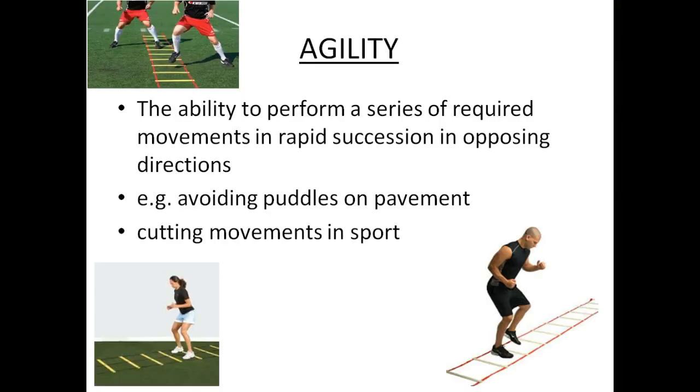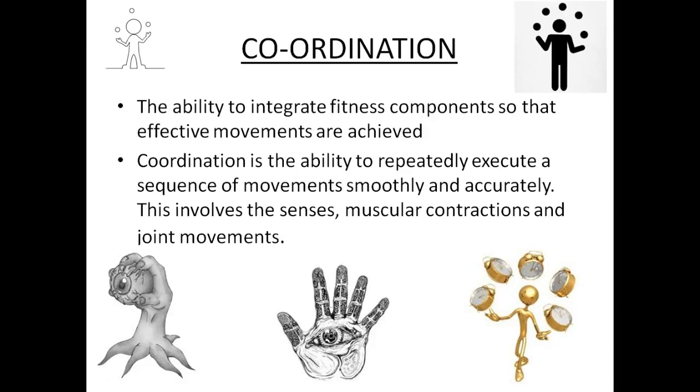Okay, agility. Agility is our ability to make shapes. Okay, and it's our ability to make shapes changing from one shape to another. And that might require you to move in rapid succession or opposite directions. Very common in the competitive sports environment, such as cutting movements. But also if you're a little old lady walking down the street, and you want to avoid a puddle, you've got to have the agility to move out the way of that puddle.